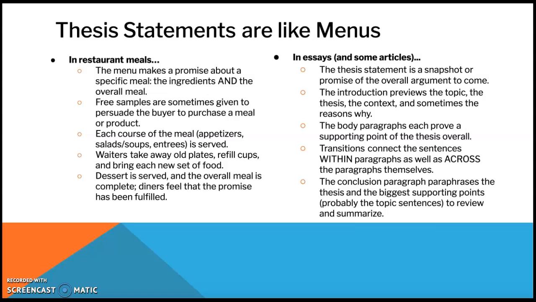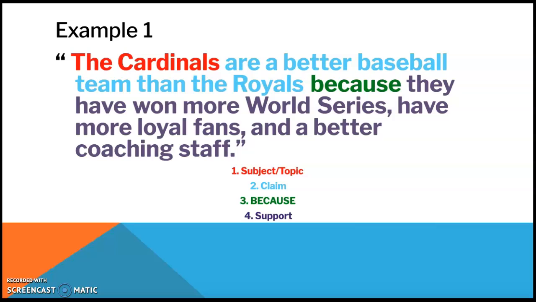At a restaurant, each course of the meal, appetizers, salad/soup, entrees, etc., is served. The body paragraphs in an essay prove a supporting point of the thesis overall. At a restaurant, waiters take away old plates, refill cups, and bring each new set of food. And in an essay, transitions connect the sentences within the paragraphs, as well as across the paragraphs themselves. And at a restaurant, dessert is served and the overall meal is complete. Diners feel that the promise has been fulfilled. And then in an essay, the conclusion paragraph paraphrases the thesis and the biggest supporting points, probably the topic sentences, to review and summarize.